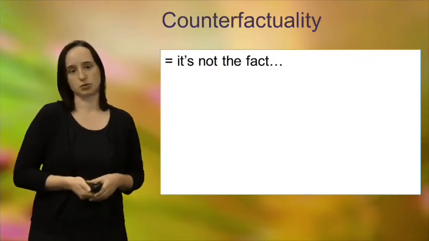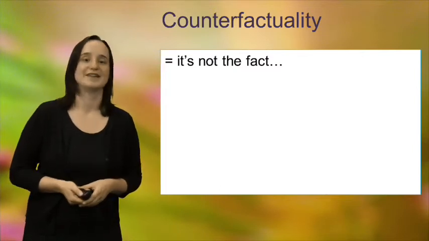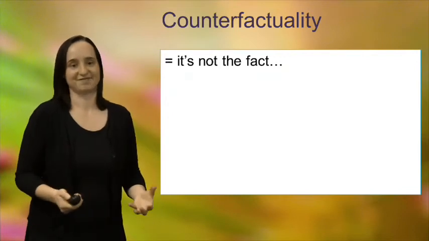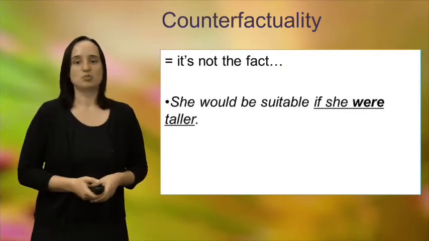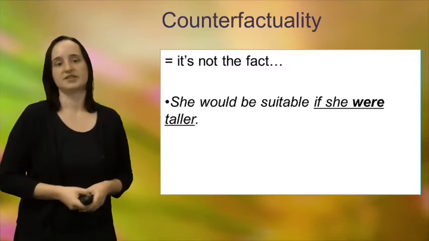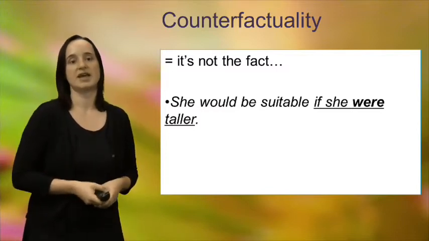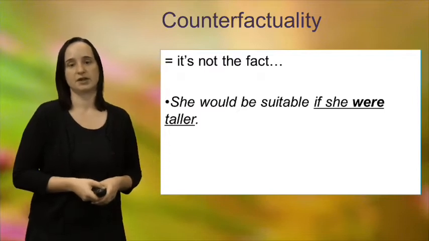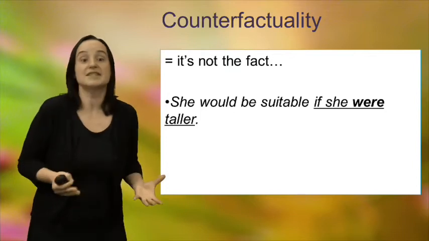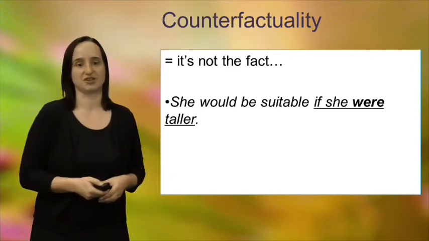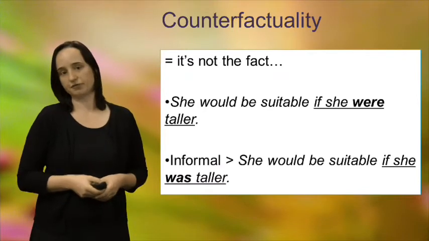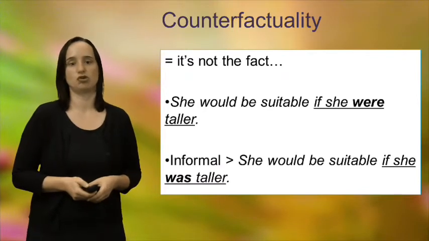Subjunctives are also used to express counterfactuality, which means something is not the fact, something is not the case. Okay? She would be suitable if she were taller. Again, I have underlined the subordinate clause, which in this case is introduced by if. And if she were taller indicates in this case that she isn't taller. It's not the fact that she is tall. Now, in informal speech, again, this would be expressed slightly differently. We would say she would be suitable if she was taller.